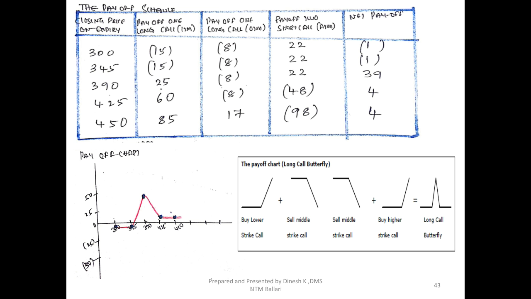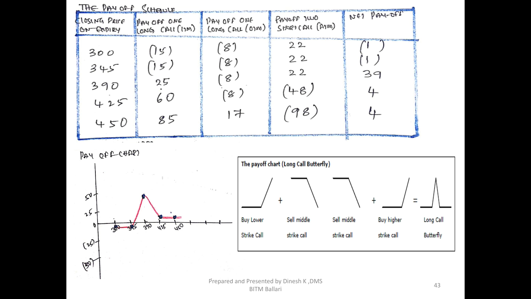Then I have also taken one long on a call out of the money, for a strike price of 425. If the current price is 300, I have a right to buy for 425, but I will not execute, and I'll limit my losses to 8. Same in the case of 345, 390, 425. When the price is 450, I have a right to buy for 425. When the current market is 450, I will definitely go to the call seller and buy for 425. I'll make a gain of 25 rupees. Since I already paid a premium of 8, I'll have a gain of 17 rupees. This is about one long on a call in the money and one long on a call out of the money.